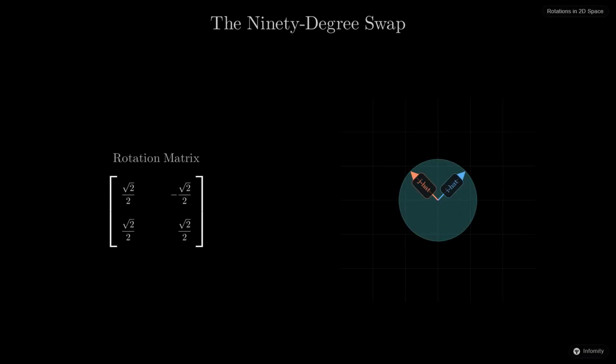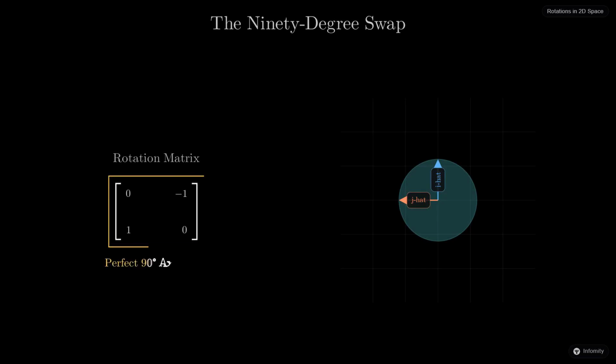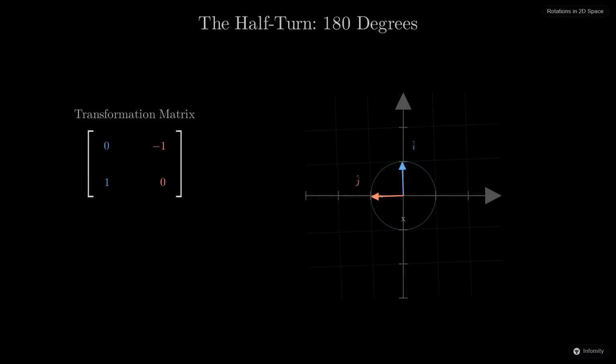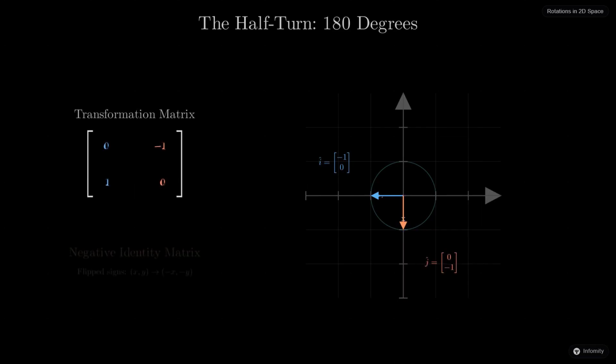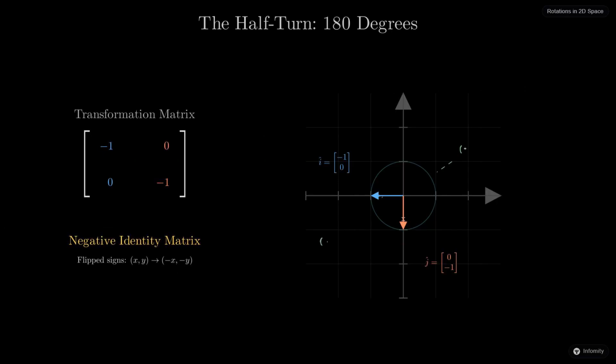Now, what about a clean 90-degree turn? Here, i hat, which started at (1, 0), rotates to point straight up at (0, 1). Meanwhile, j hat, which started at (0, 1), rotates to point straight left at (-1, 0). As a result, the matrix becomes a simple arrangement of ones and zeros. If we rotate by 180 degrees, we perform a complete inversion. Specifically, i hat points straight left at (-1, 0), and j hat points straight down at (0, -1). Consequently, the matrix becomes a negative identity matrix, showing that every single point has simply flipped its sign.